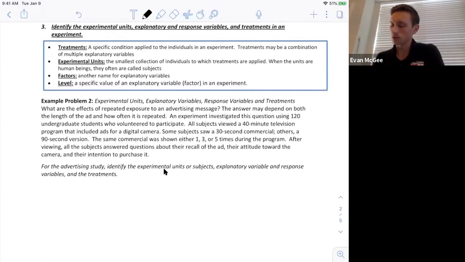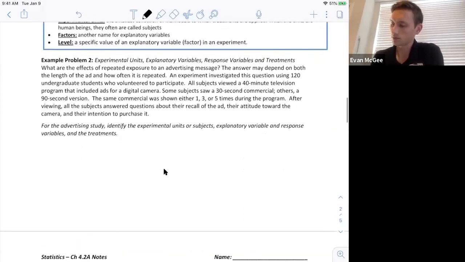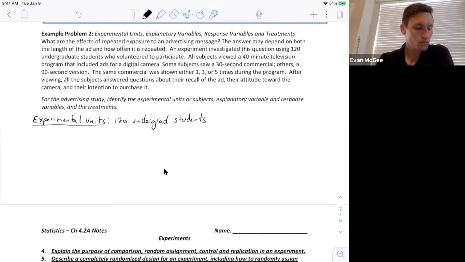So let's start with the experimental units. In this case, the 120 undergrad students are the experimental units because they're going through the experiment to determine how well this ad worked. So I think the response variable is generally the easiest one to move to next.